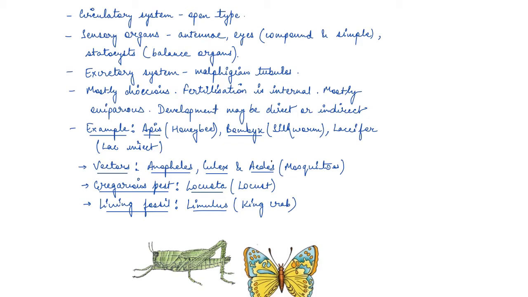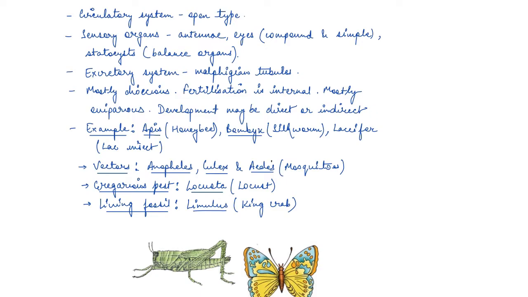Now when it comes to reproduction, they are mostly dioecious. That means the sexes are separate. Fertilization is internal. Okay, and they are mostly oviparous, so they produce eggs. Okay, and then after eggs are produced, development may be direct or indirect through larval stage.